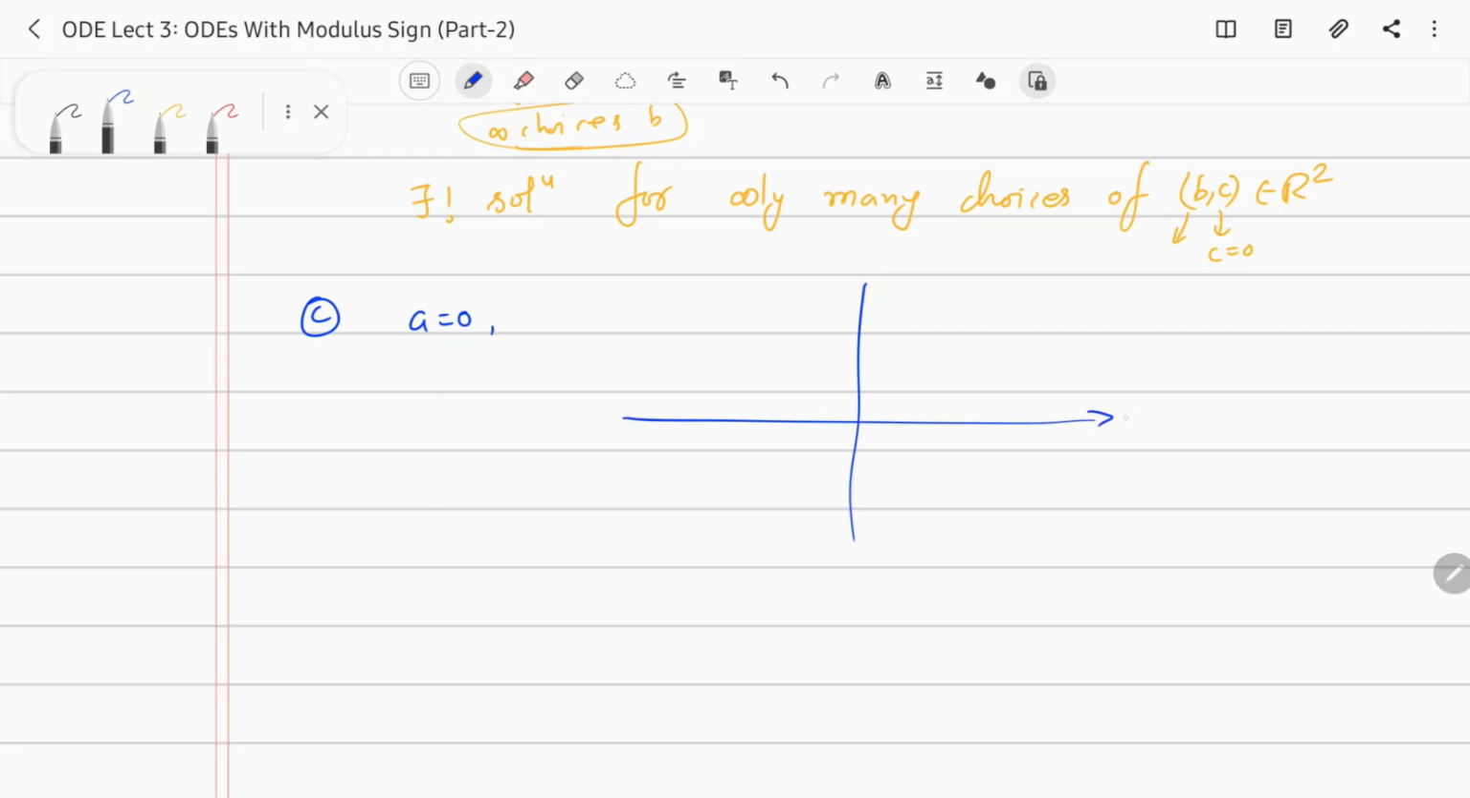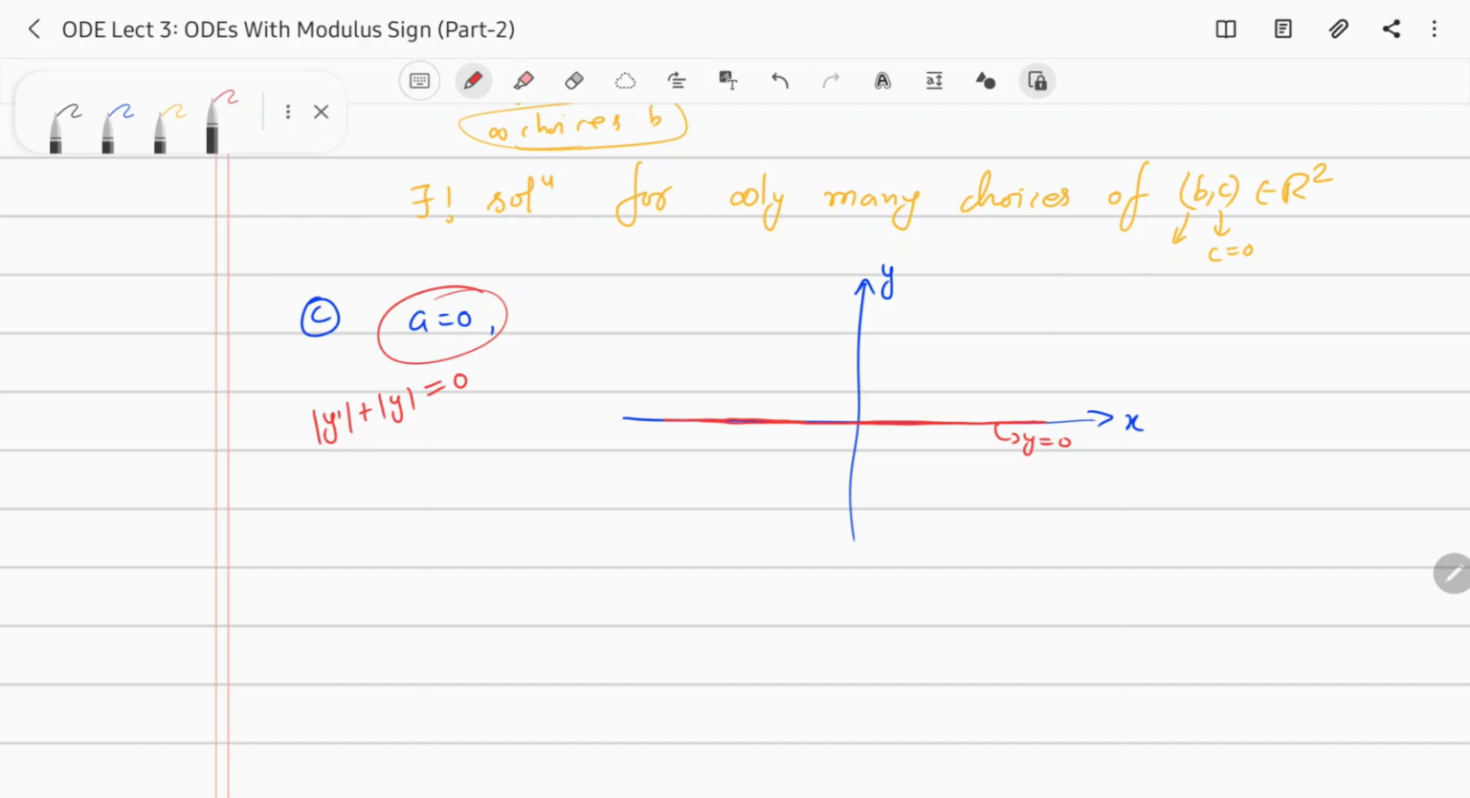So this is, let us say, the x axis, this is the y axis, and our solution for A equal to 0: we have the differential equation |y'| + |y| + A = 0, right? In that case, the solution will be our y equal to 0 line. This line, the y equal to 0 line, will be the solution, right?